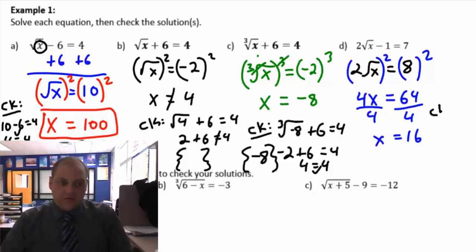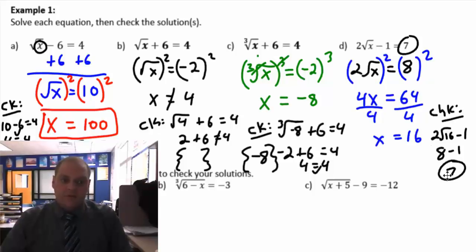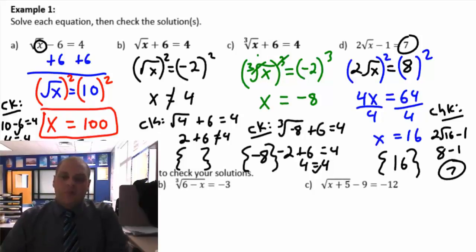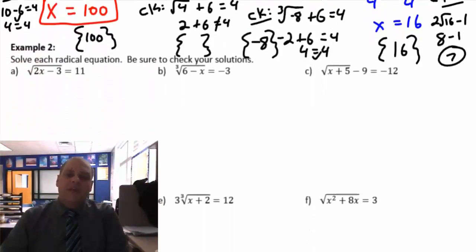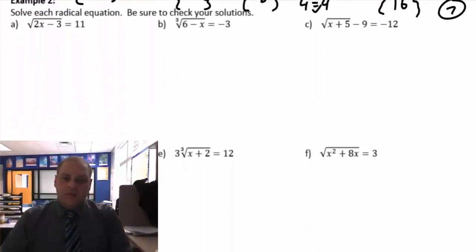Let's squeeze it over here, check. 2 square root of 16 minus 1. That's 2 times 4 minus 1. That's 8 minus 1. That's 7, and that is what we were supposed to equal. 7 equals 7. So yes, 16 does work. So again, you have to check for erroneous solutions. You don't always get solutions that work for these.